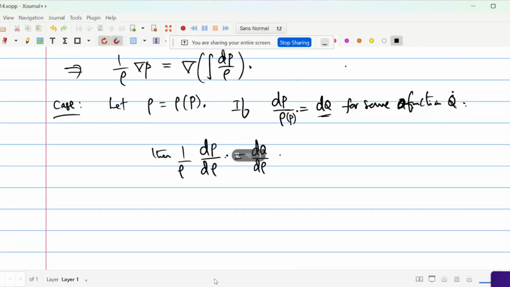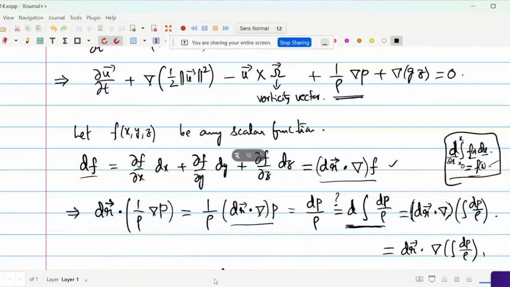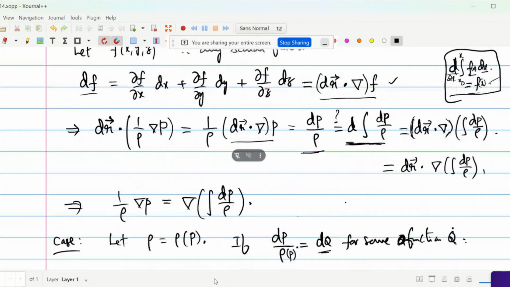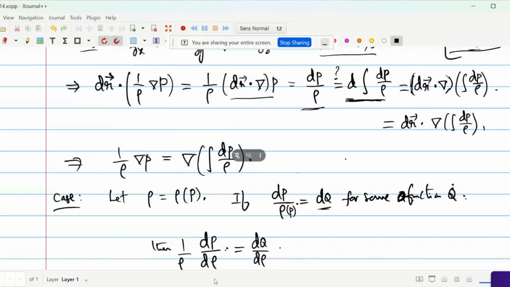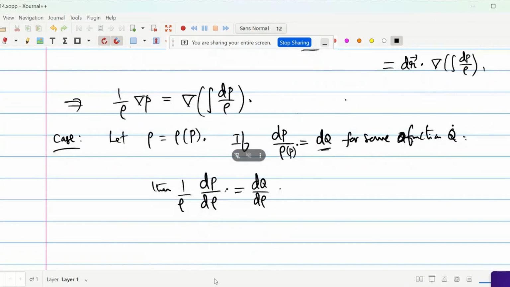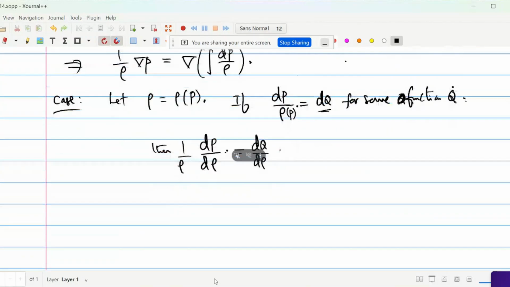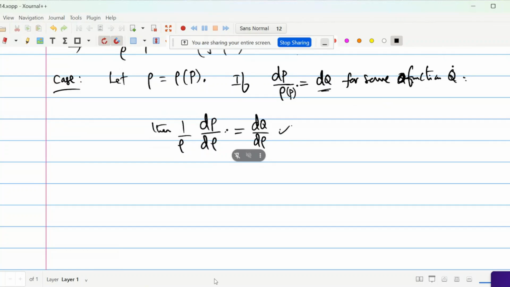So we finally want dP by rho. See, what have we done? dP by rho, we want to write as the total derivative of something. So that integral of dP by rho, we are calling q. Okay, sir. So that integral of dP by rho is basically your q. That is what we want to show. So you have this differential equation now. If this is this, what should your q be?